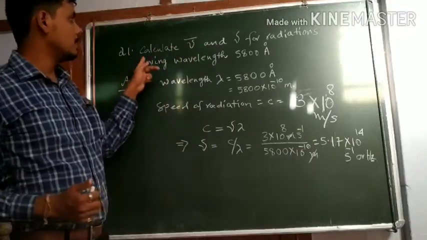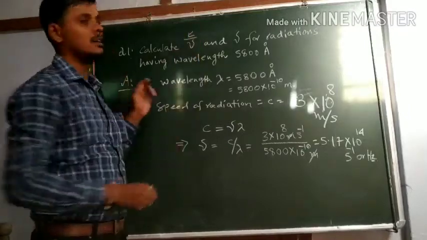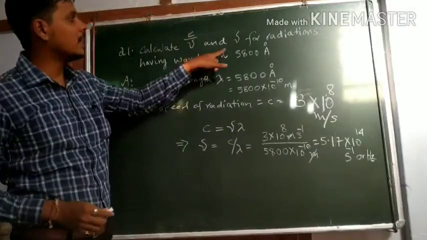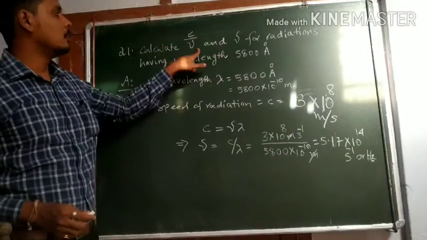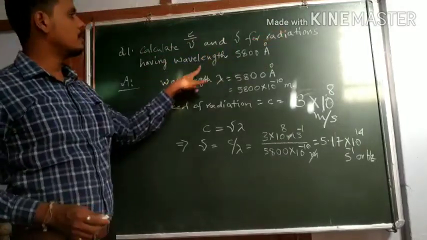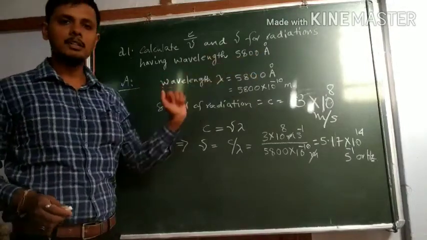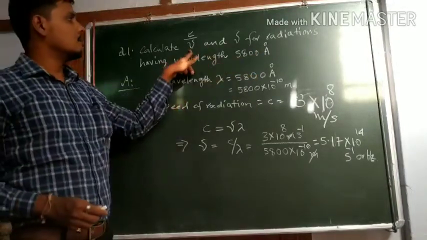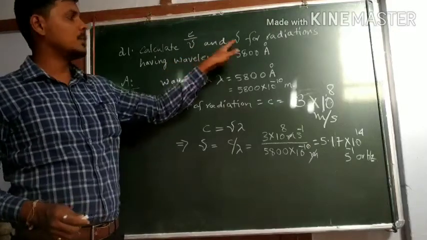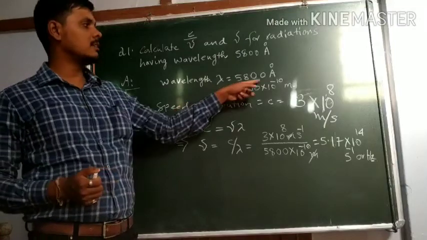Question number 1, calculate nu bar. Nu bar means wave number. Okay, calculate wave number and nu, that is frequency. Calculate wave number and frequency for radiations having wavelength 5800 Angstrom. So the wavelength lambda is 5800 Angstrom.